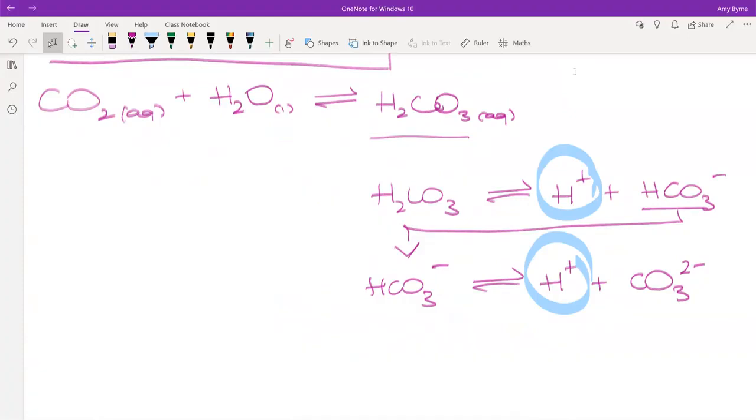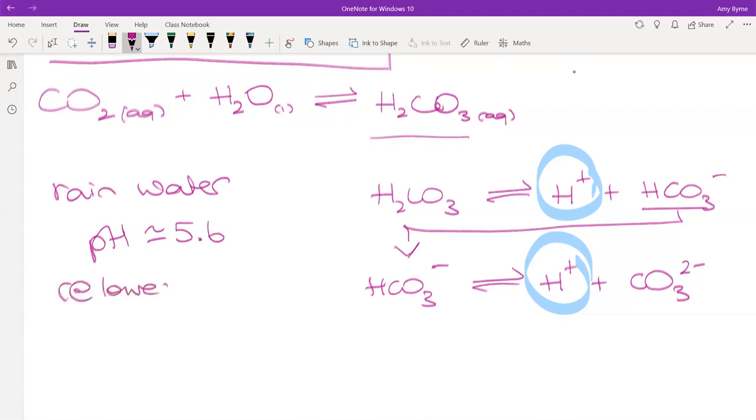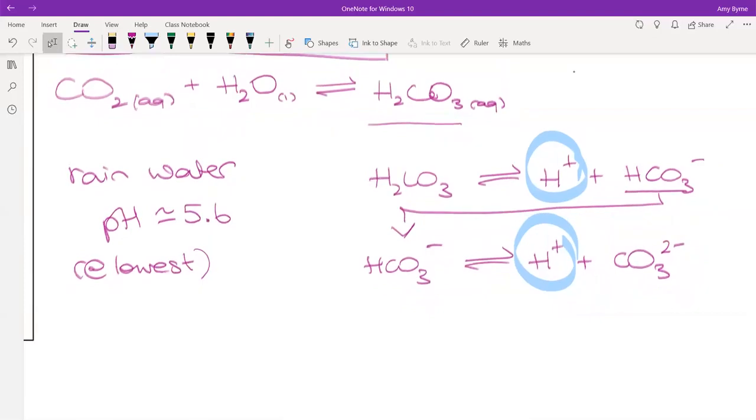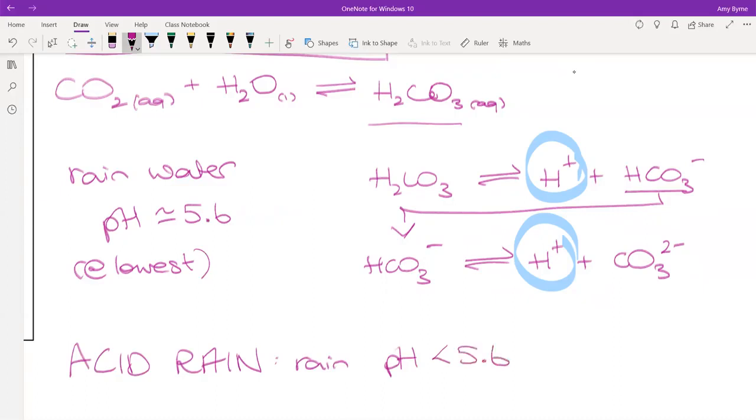It's not raining at the moment, but it's forecast to later today. So if I went out and collected a container of that and then measured its pH, we would normally expect rainwater to have a pH of approximately 5.6 at its lowest. So, for something to be called acid rain, it's rain with a pH that is less than 5.6. Okay.